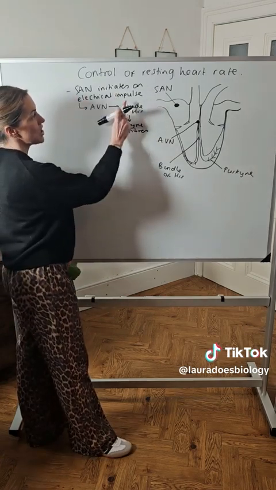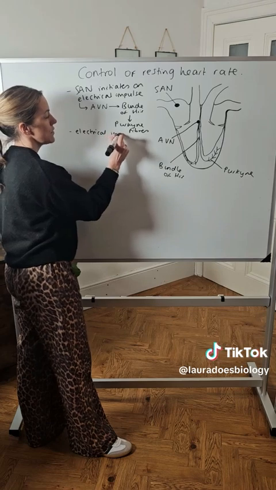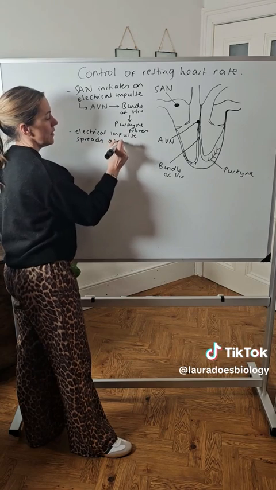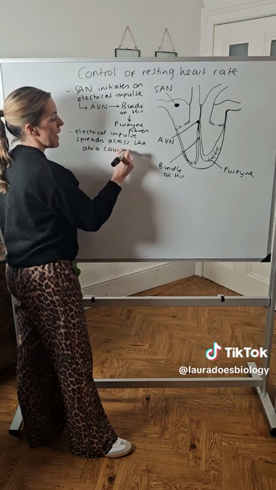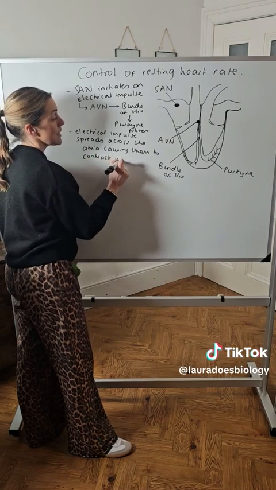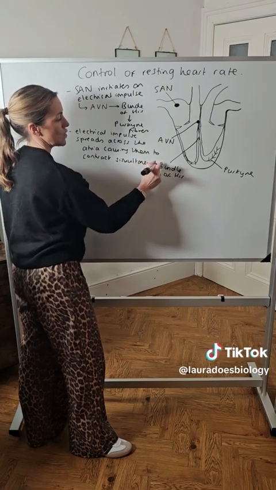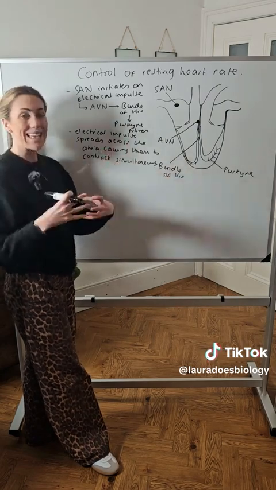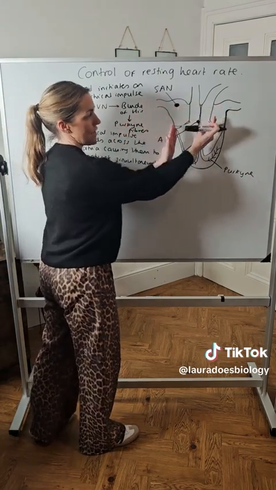The SAN initiates the electrical impulse, and the electrical impulse is going to spread across the atria, causing them to contract simultaneously, if I can squeeze that in. So that would be atrial systole. Both atria contract together as the electrical impulse spreads from the SAN across the walls of the atria.